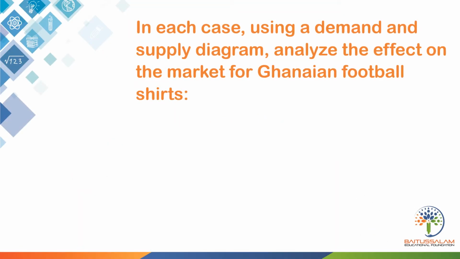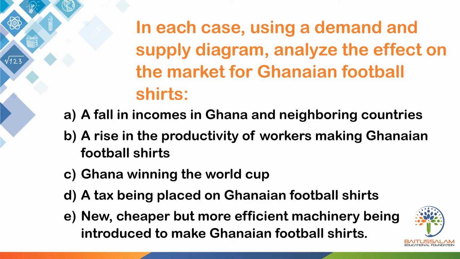Activity. In each case, using a demand and supply diagram, analyze the effect on the market for Ghanaian football shirts. A. A fall in incomes in Ghana and neighboring countries. B. A rise in the productivity of workers making Ghanaian football shirts. C. Ghana winning the World Cup. D. A tax being placed on Ghanaian football shirts. E. New, cheaper but more efficient machinery being introduced to make Ghanaian football shirts.